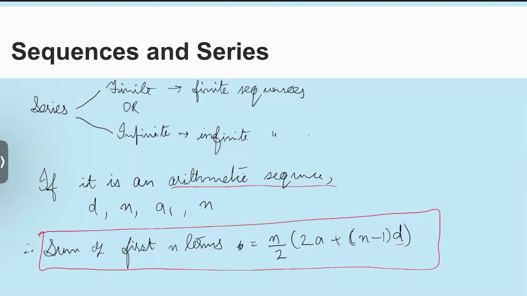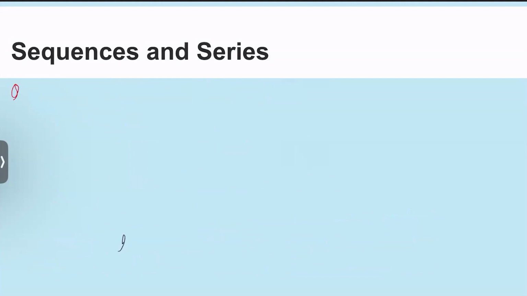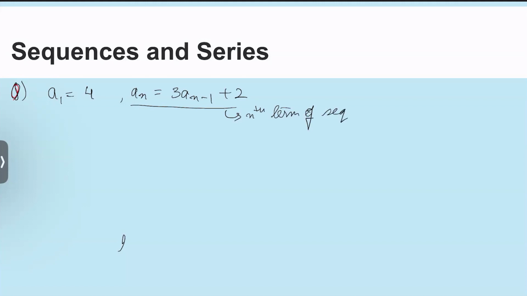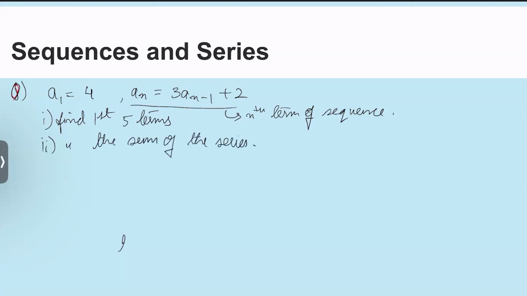So let's take an example. The question is, suppose your A1 is equal to say 4, and your An is going to be 3A(n minus 1) plus 2. Okay, so this is our nth term of the sequence. Find the first 5 terms and then find the sum of the series. Before we go into the series, we need to know, obviously, the terms up to what is being asked in the series portion.